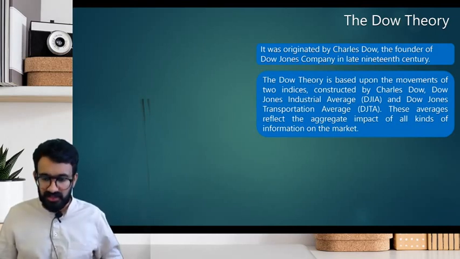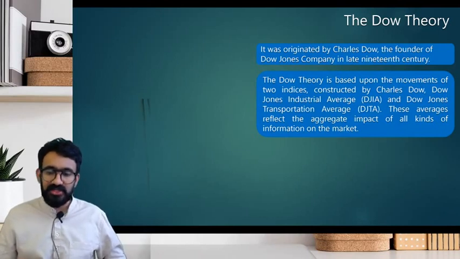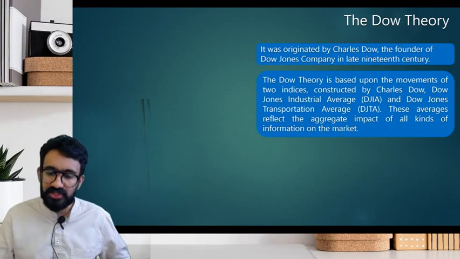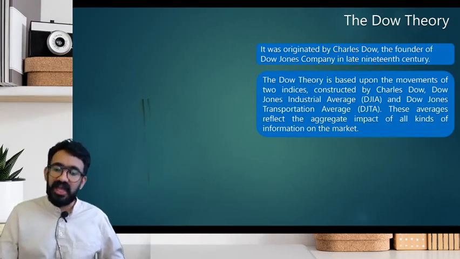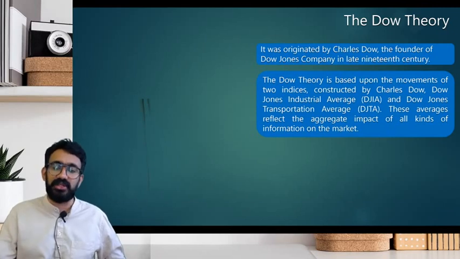Dow theory is based on movement of two indices constructed by Charles Dow: Dow Jones Industrial Average and Dow Jones Transportation Average. These averages reflect the aggregate impact of all kinds of information on the market.